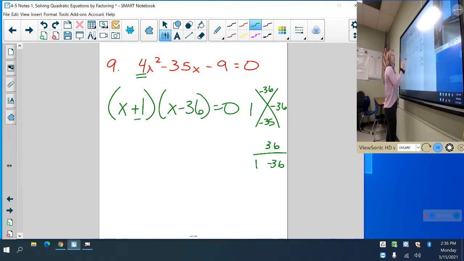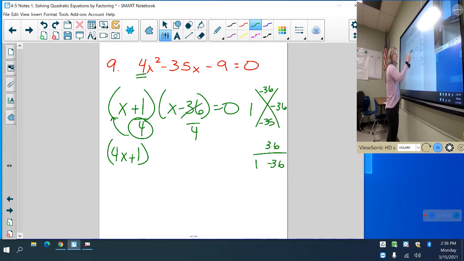I have that a value, so I have to divide by 4. That one does not simplify, so my 4 comes out in front. So I have 4x plus 1. 36 divided by 4 does simplify. It's 9, so I have x minus 9.